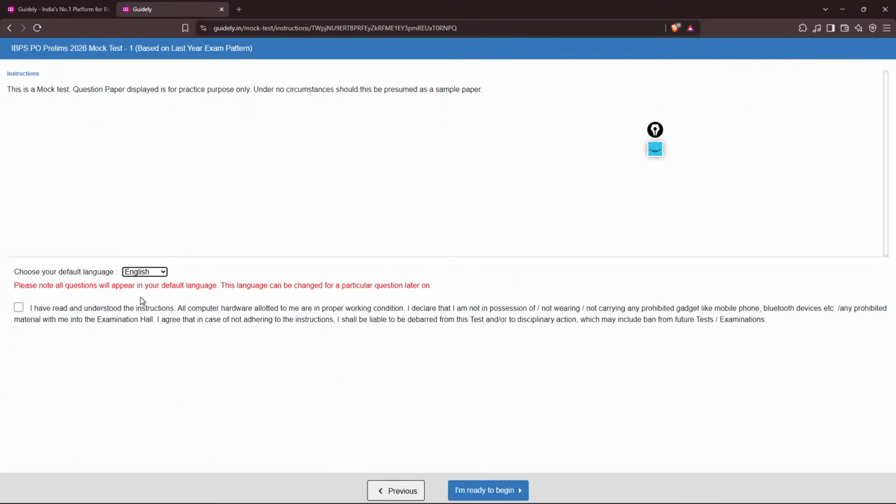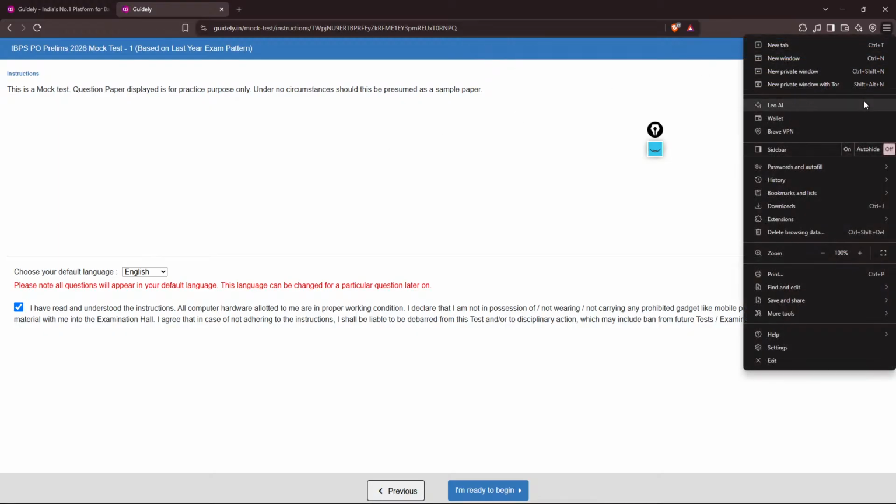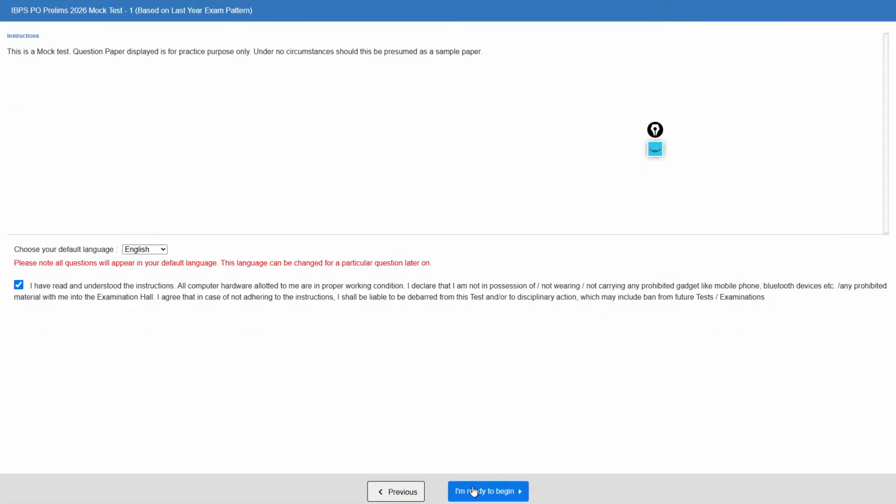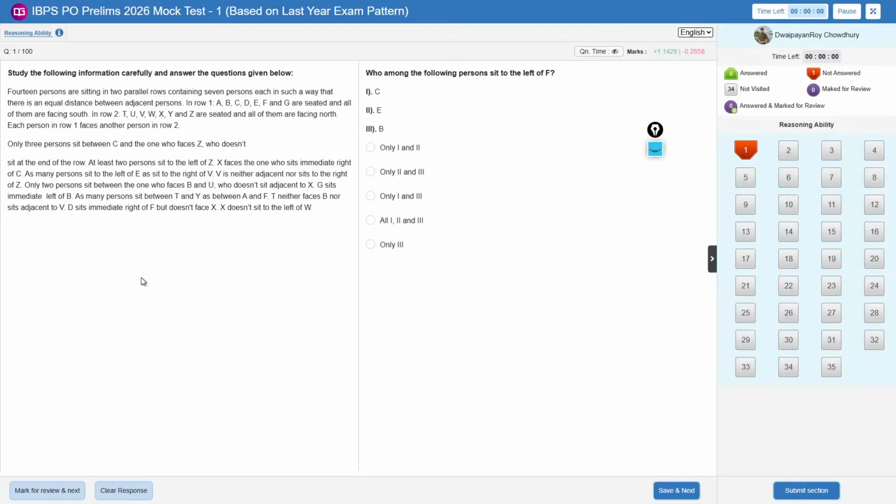So this is the first paid mock that I'm taking in IBPS PO on this Guidely platform. Let's get started. First, reasoning. 14 persons sit in two parallel rows.